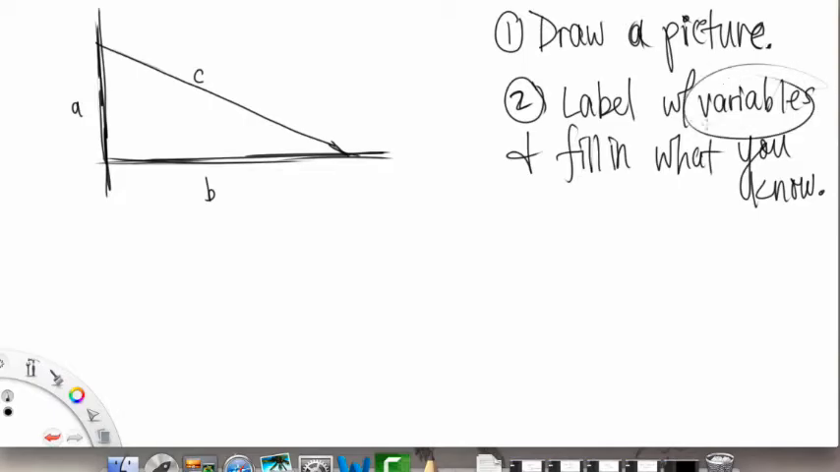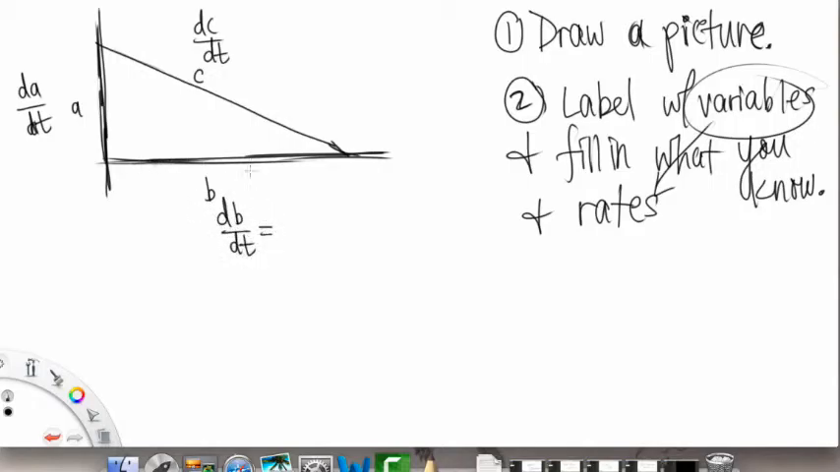Along with variables, I would also suggest labeling with rates too. These variables aren't only of the sides of our triangle in this case, so we're also going to add in rates. The left side here is dA/dt, because in this problem we're dealing with time. So dC/dt, how is C changing with time? And lastly, dB/dt, how is this length here changing with time? Okay, so we're going to fill in what we know.